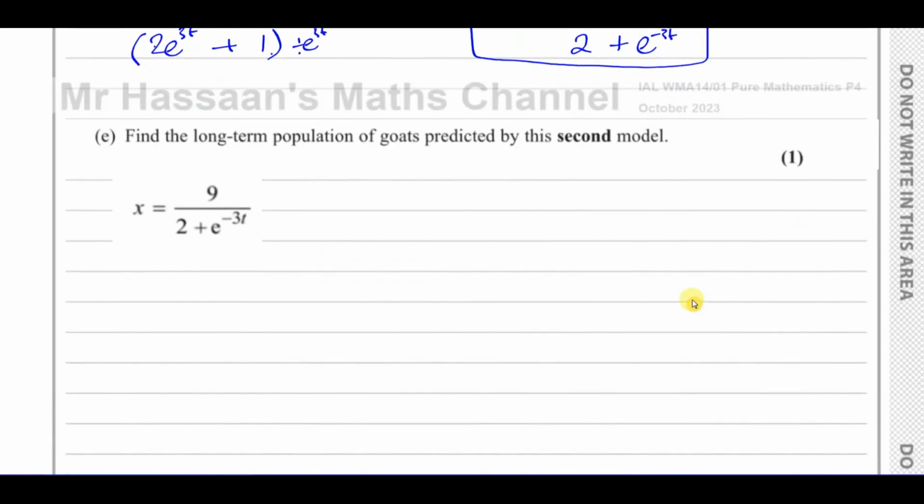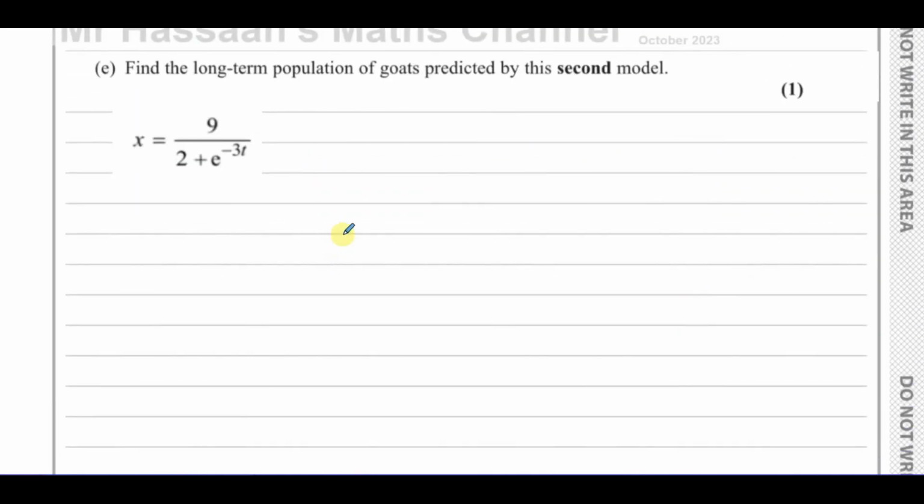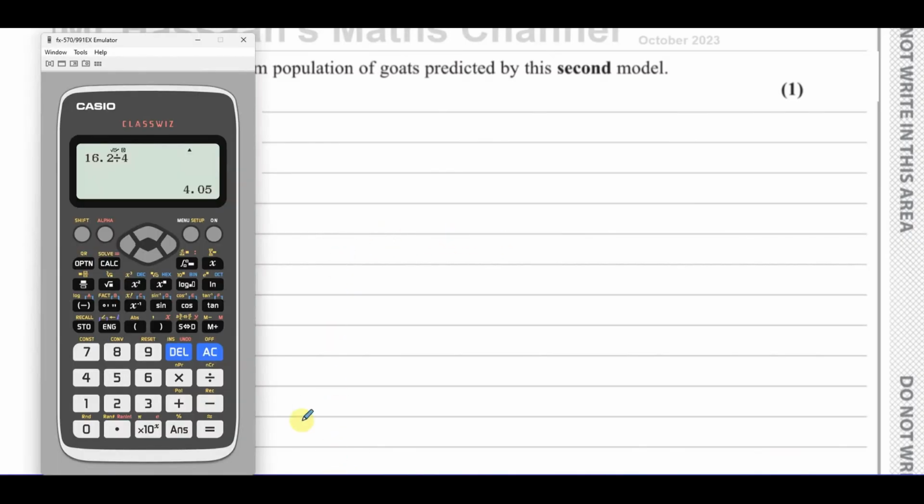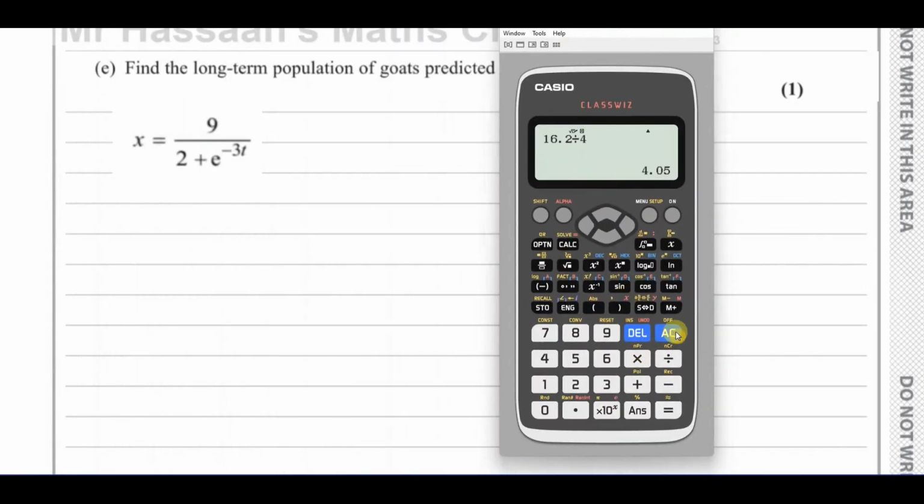Now for part E, it says find the long-term population of goats predicted by the second model. So again, what we could do is take our calculator and put a very big number instead of t. So for example, let's say something like 1,000,000. We press equals. That's now the answer in our calculator. We can set this up as 9 over 2 plus e to the power of minus 3 times answer, and that should give you 9 over 2.